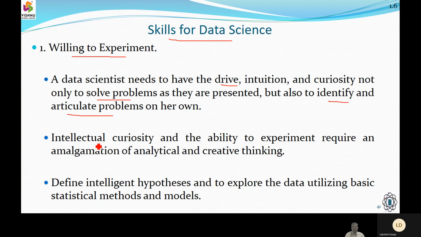The next one is intellectual curiosity, whether we can amalgamate it into our experiment and do some critical thinking over this content. The third is an intelligent hypothesis. Initially we formulate a hypothesis: one is the null hypothesis, and another is an alternative hypothesis. We check whether it falls in the null hypothesis.